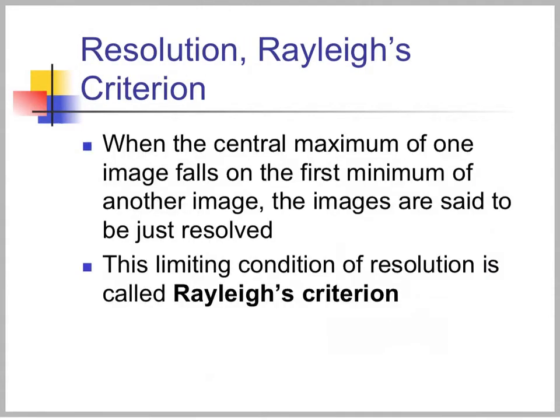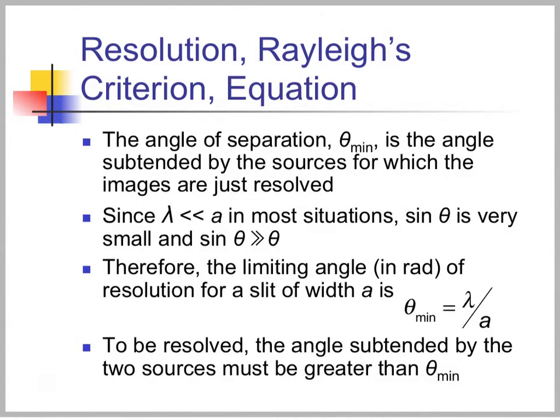So when the central maximum of one image falls on the first minimum of the other, the images are said to be just resolved, and that limiting condition of resolution is called Rayleigh's criterion. The angle of separation, theta minimum, is the angle subtended by the sources for which the images are just resolved.